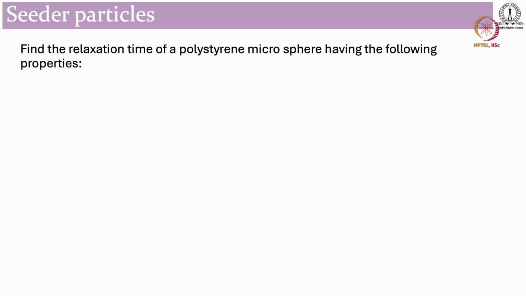So now we will solve a simple mathematical problem to find the relaxation time of a polystyrene microsphere having the following properties. This exercise is just to give you an intuition of how things vary at these scales. You are given that the particle density is 1000, which is very near to that of water. The particle diameter is around 800 nanometers, and the viscosity of the liquid, that is water, is 10 to the power minus 3 pascal second.